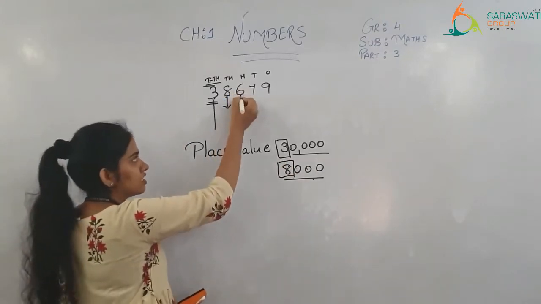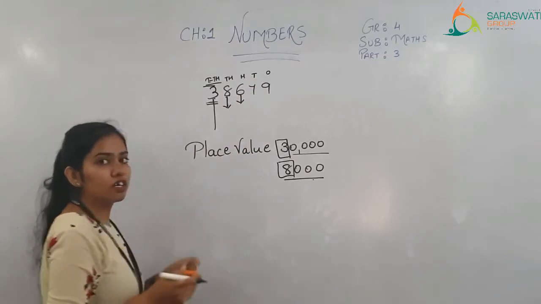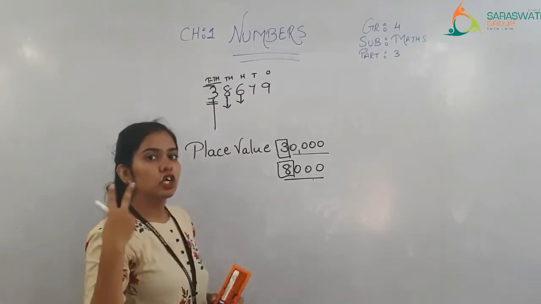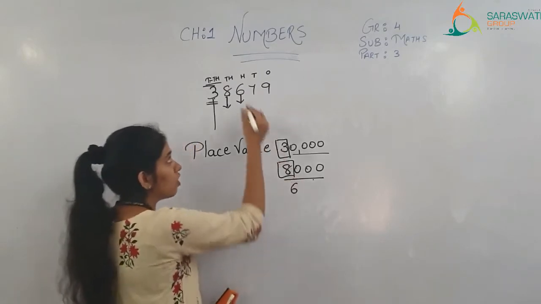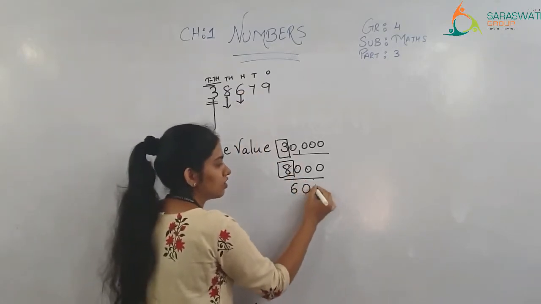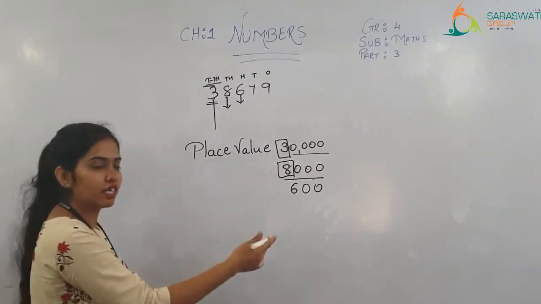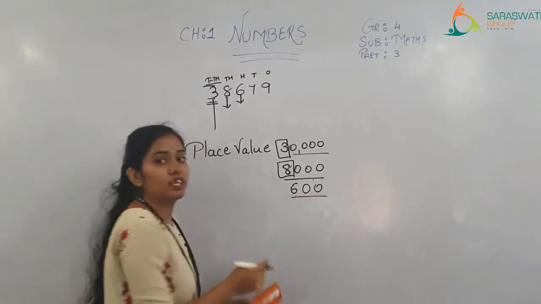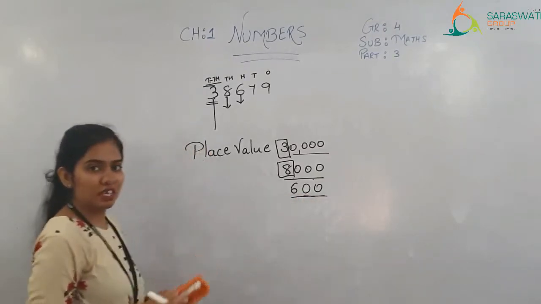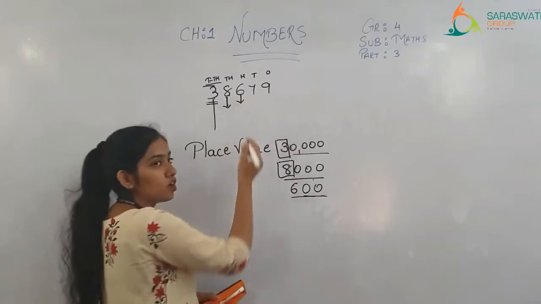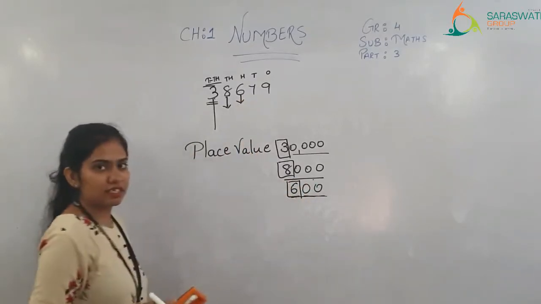Now hundreds. 6 is at the place of hundreds. In hundreds there are 2 zeros. So the place value of 6 will be 600. That is 6 times 100, we got 600. That is 6 followed by 2 zeros. And the face value of 6 will be the number itself, 6.